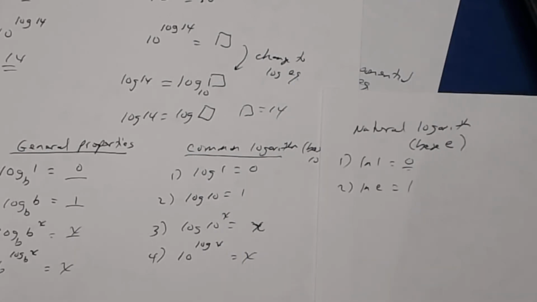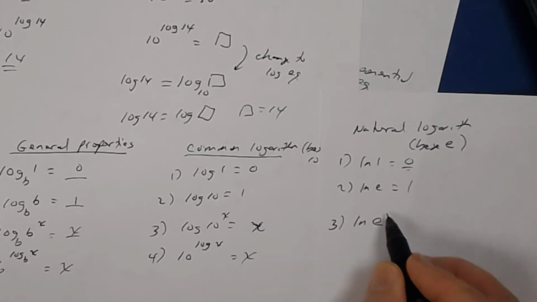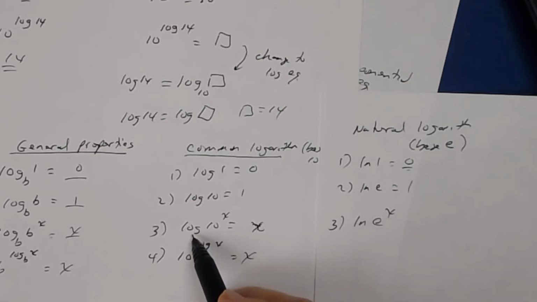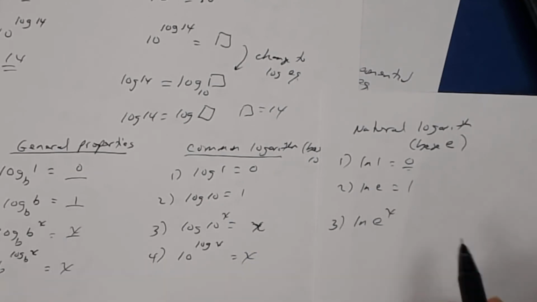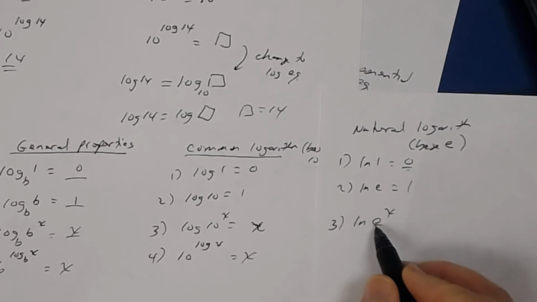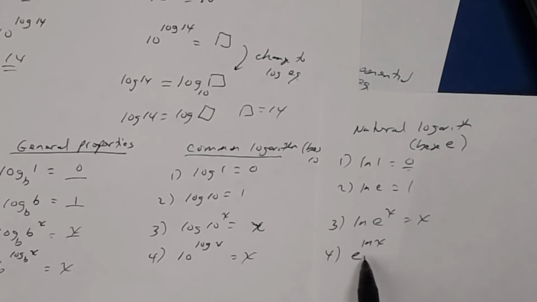Number 3, the natural log of e to the x power. Same thing here. That base and this base are the same, so it's just the exponent. The exponent is x, the base here is e, and the base of the natural log is understood to be e, so that's just x. Number 4, if you had e to the natural log of x, remember the base here is e, the base here is e, it's just the argument. Okay? All right.